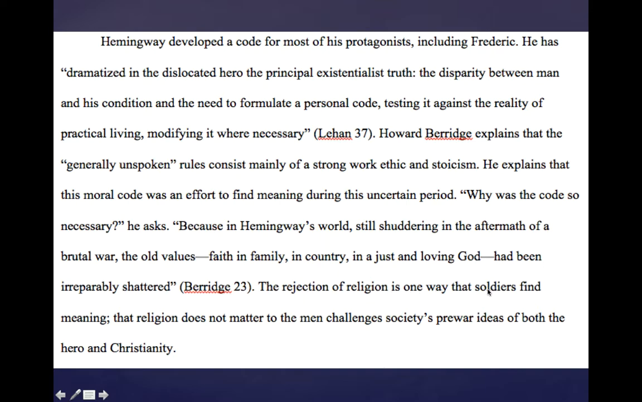The rejection of religion is one way that soldiers find meaning. That religion does not matter to the men challenges society's pre-war ideas of both the hero and Christianity. This is analysis of these other authors' works to show how these examples fit with my overall thesis. My overall thesis is about how this novel challenges the idea of the hero from before World War I. So I'm very clearly going back to my overall thesis. But I'm starting with this topic sentence, which is the main idea of this entire paragraph, looking at the code for the protagonist to follow.